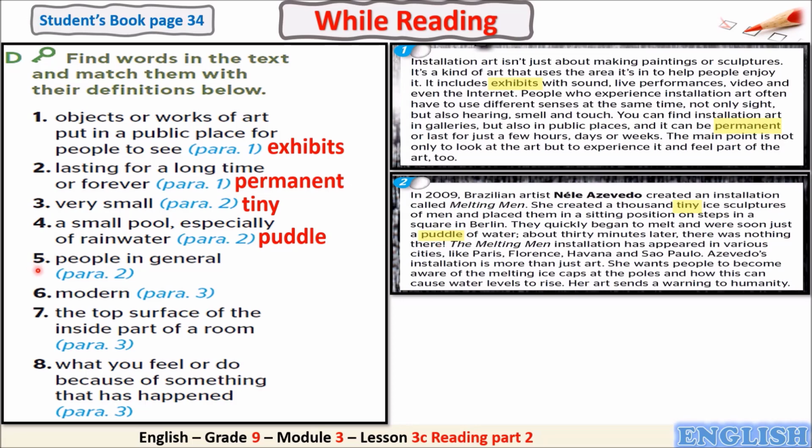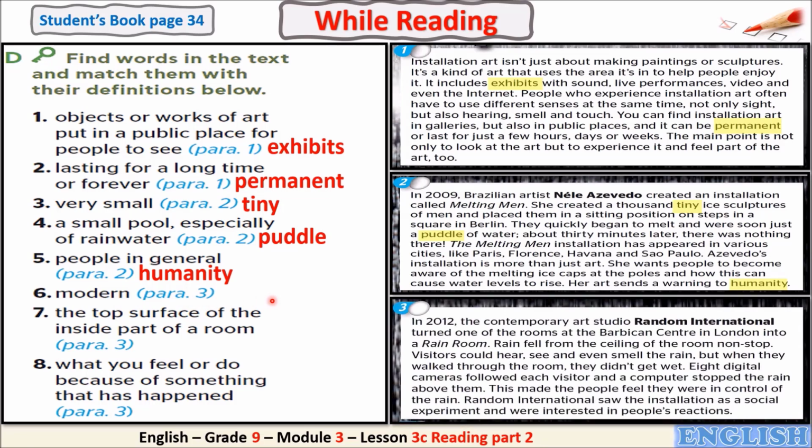Number 5. People in general. Also in paragraph number 2. That's right. Humanity. Number 6. A word that means modern. In paragraph 3. This is paragraph 3. Which word means modern? Very good. Contemporary.